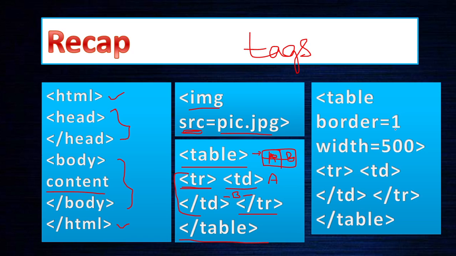Table. So we have attributes here. Table border is equal to 1. We already know the border starts with 0. 0 means there is no border. 1 means the basic single line border. And then we talk about the width, 500 pixels. So this is the size. What is the width of the table? Then we close the table. So we discussed 2 attributes in the last class and we'll discuss more in this video, right?